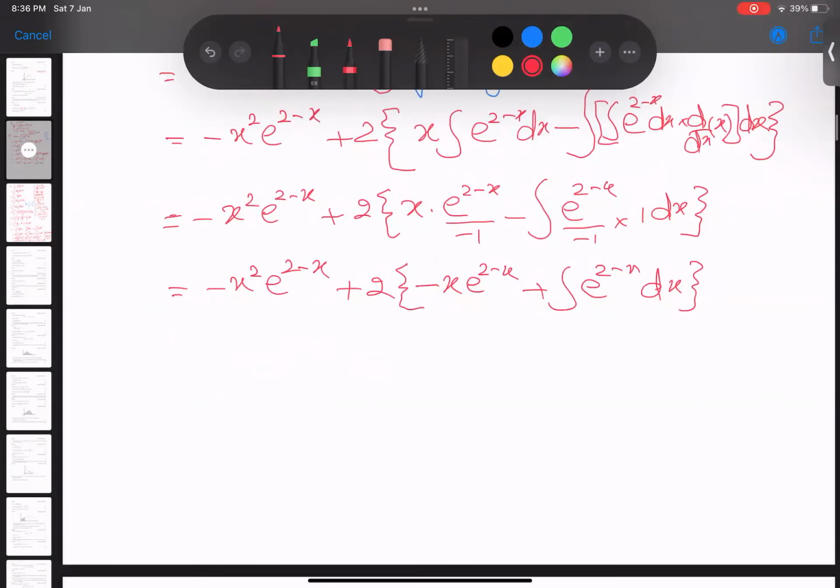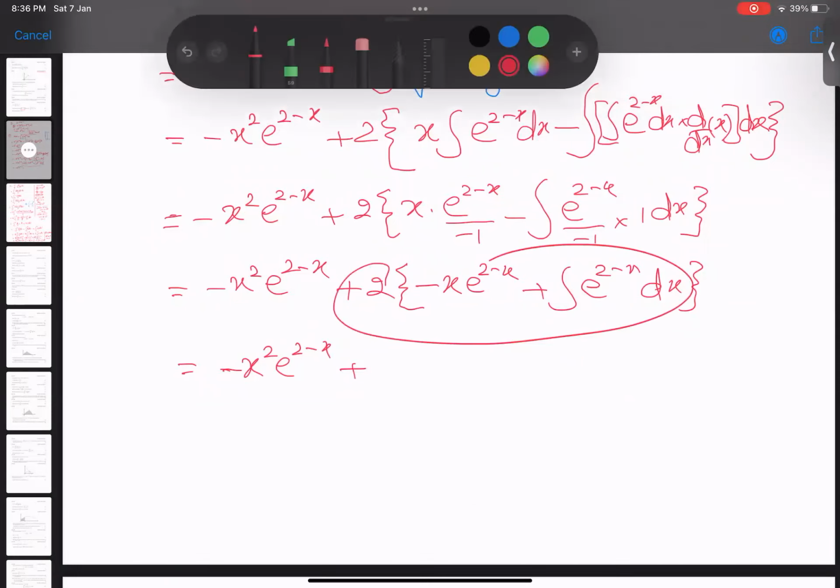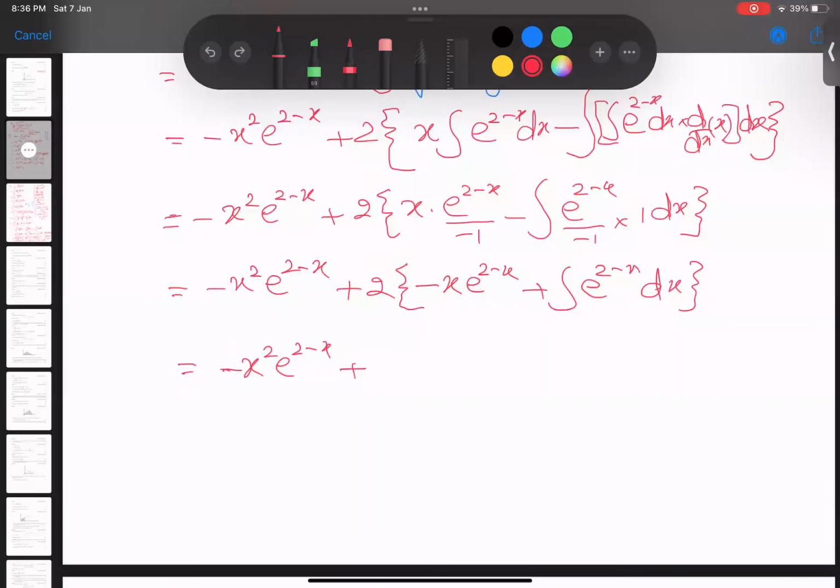And now I can say that negative x square. I am going to close the question. Now this 2 multiplies inside. So I can say here negative 2, this negative 2 x e to power 2 minus x. And make sure this 2 multiplies with this bracket even. And what is this integration? You know, e to power 2 minus x by minus 1.